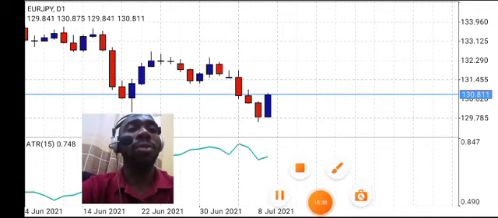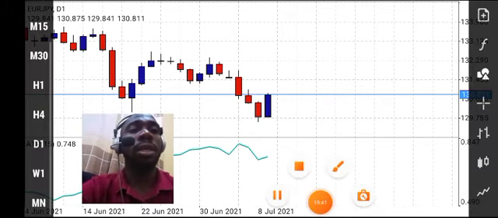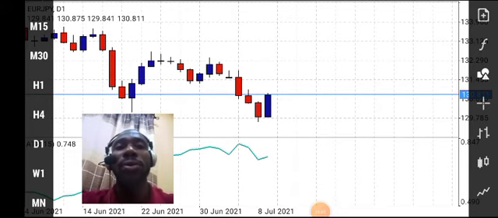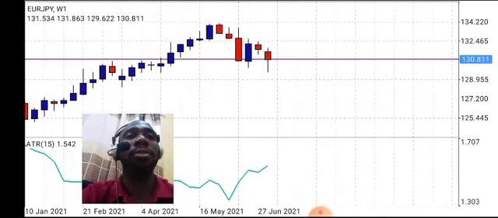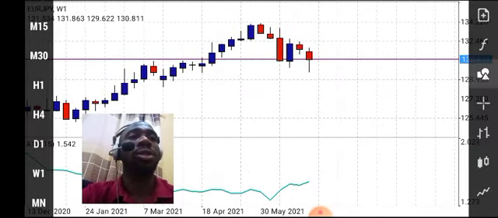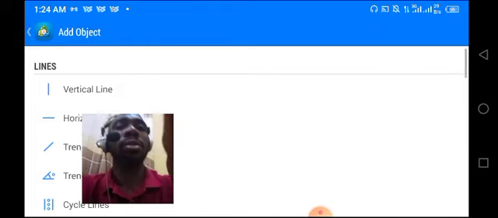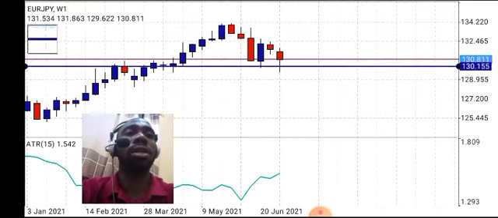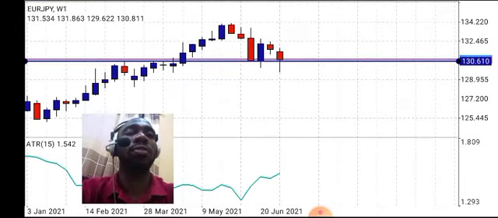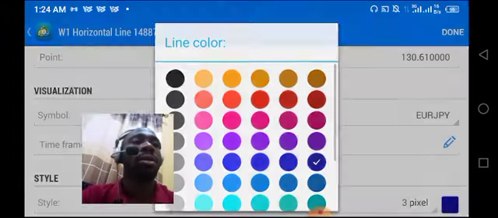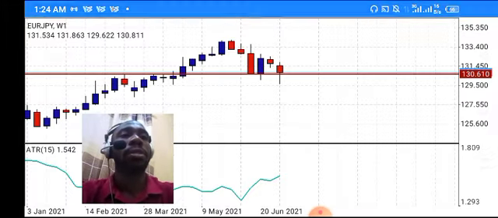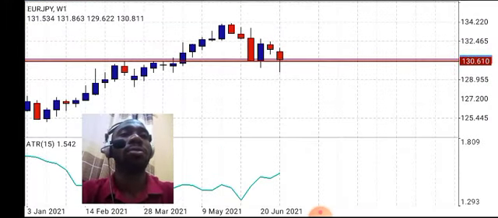So the last pair we'll be looking at is the Euro JPY pair. Let's see what we have on the weekly time frame. Also, it tested a support level and it experienced a strong rejection from that level. So that would be a good level to consider selling if market closes below that level.